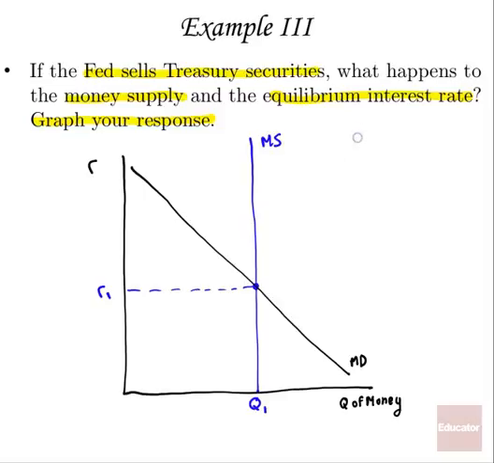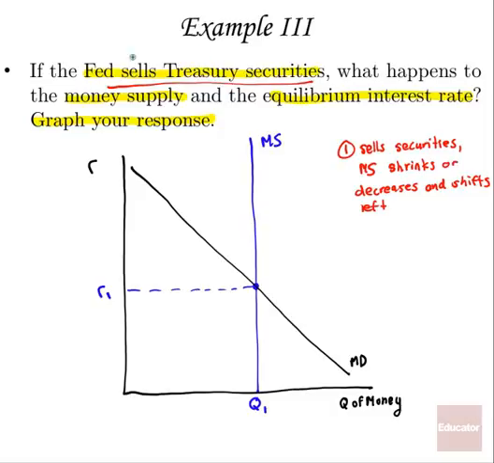So the money supply, when the Fed sells securities, the money supply shrinks or decreases and shifts left. Okay, so that's one way. So when the Fed sells government securities: sell, shrink.